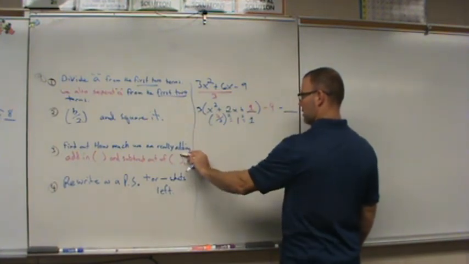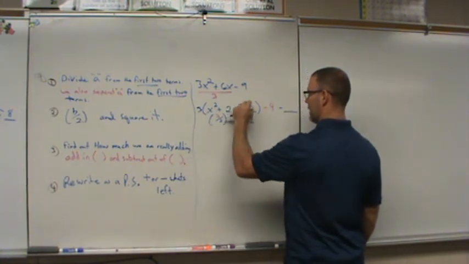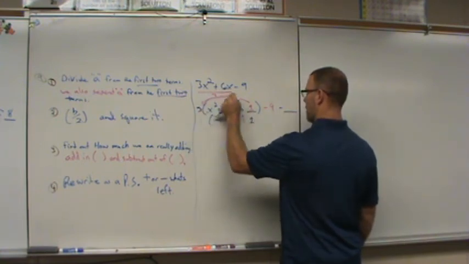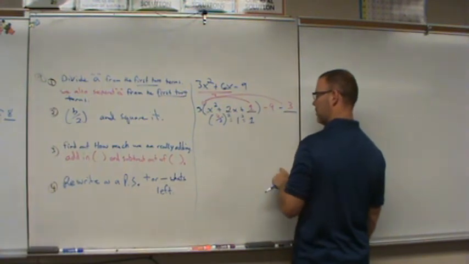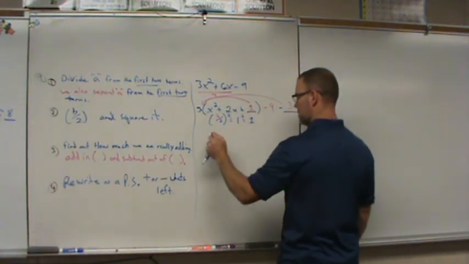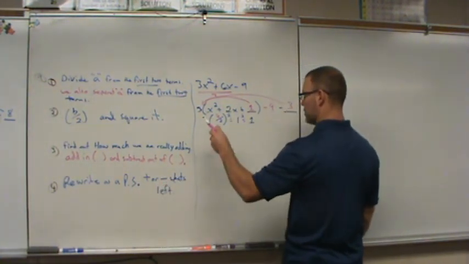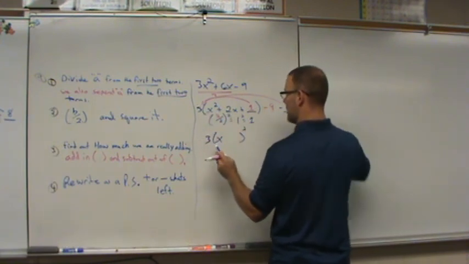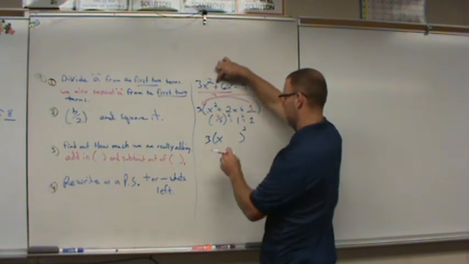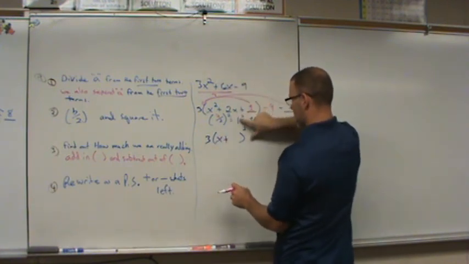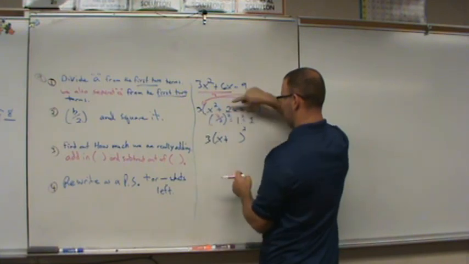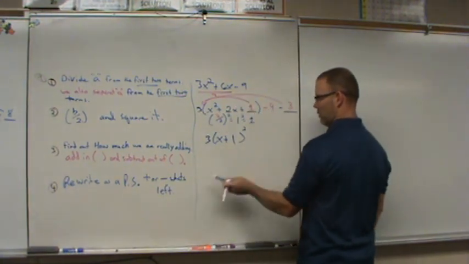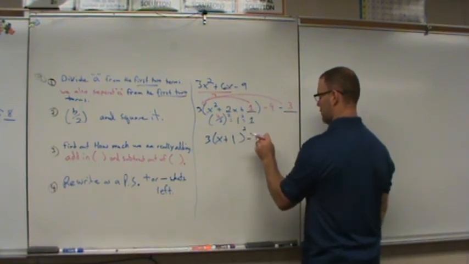Step 3, find out how much I'm really adding. Well, I'm really adding 3, so how much do I have to really subtract? 3. Step 4, rewrite as a perfect square. Okay, so 3 times x, look at that sign in the front, plus, what did I get when I cut my middle term in half? I got 1, so x plus 1. And then 9 minus 3, whatever's left over. 9 minus 3 is negative 12.